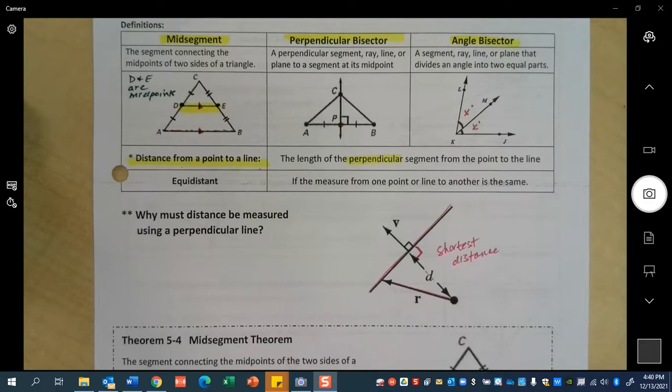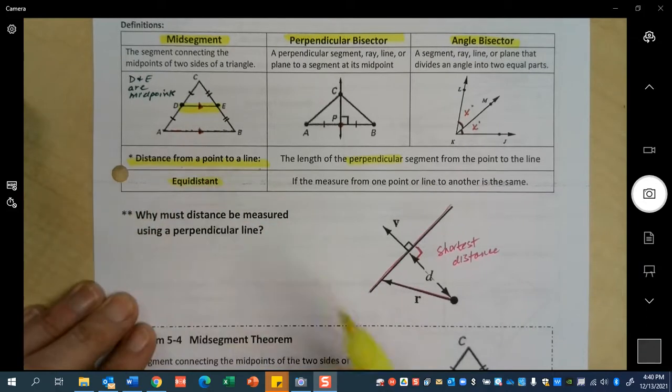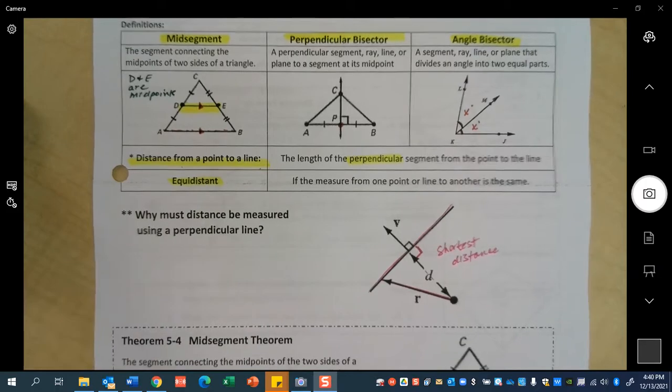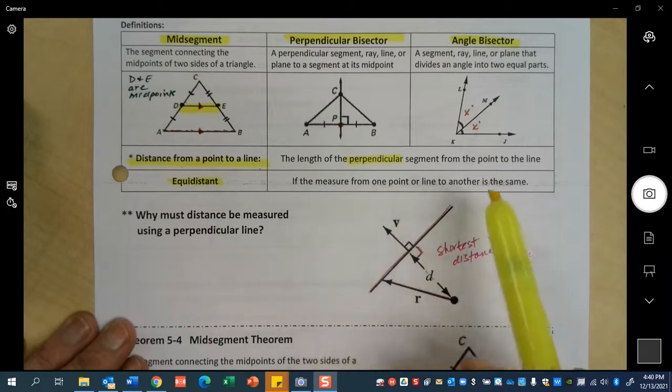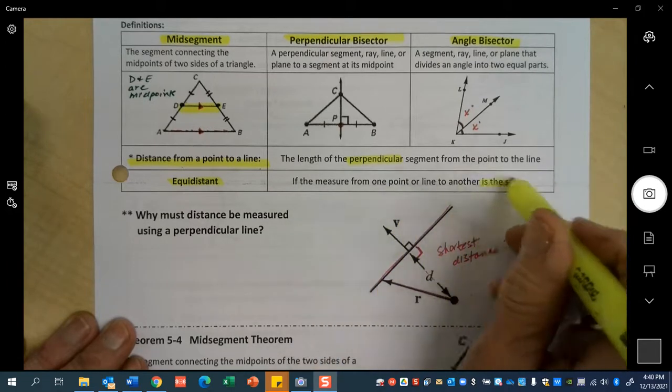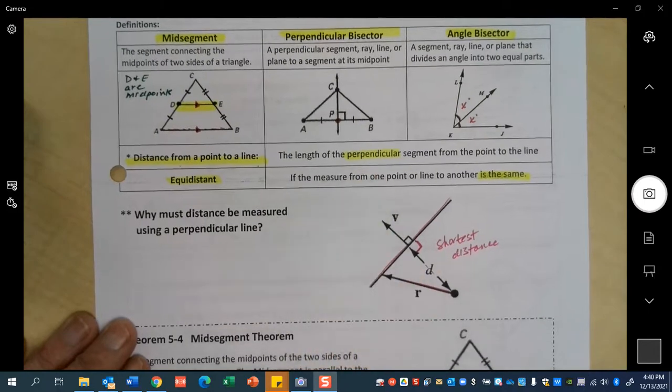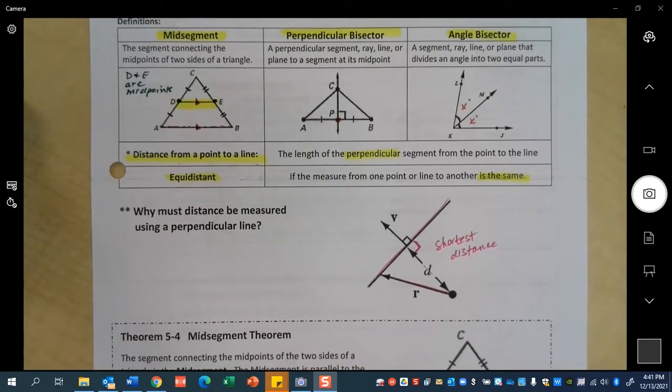All right, we also want to talk about the idea of equidistant. By definition, equi means it has the same. And we can say that two things are equidistant if the measure from one point or a line to another is the same. And keep in mind, that's always going to be measured with that perpendicular segment.